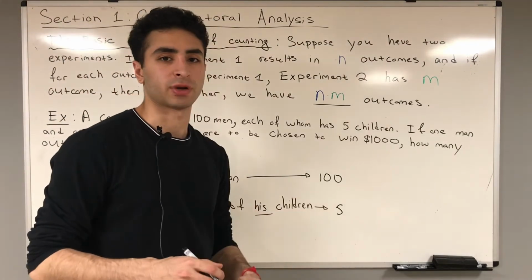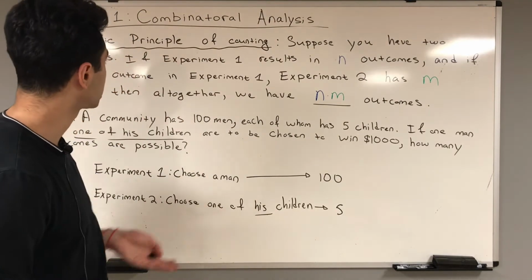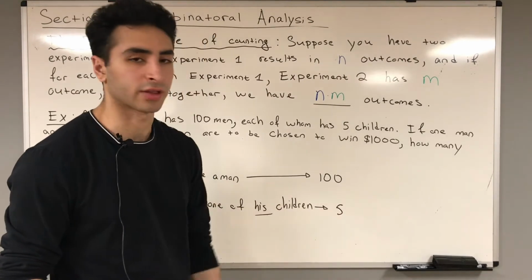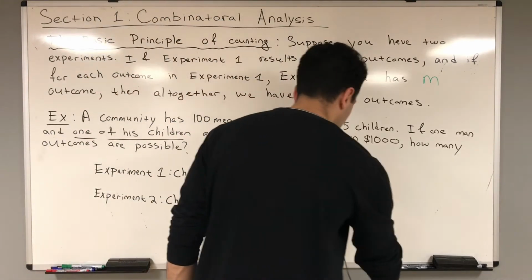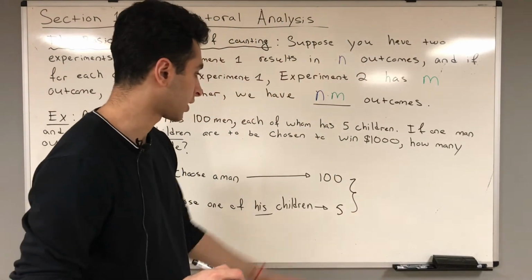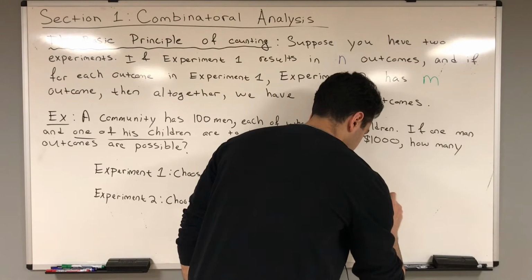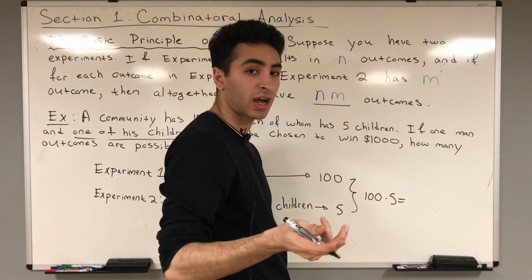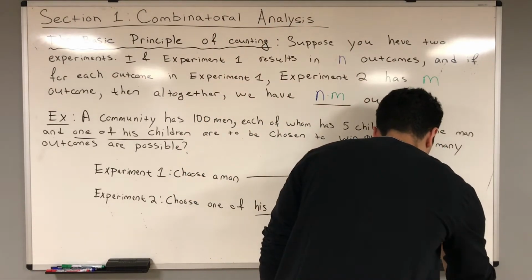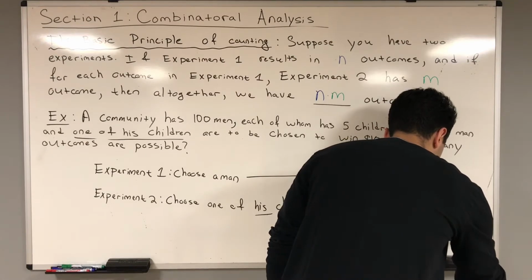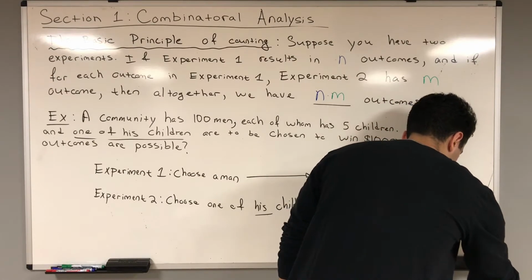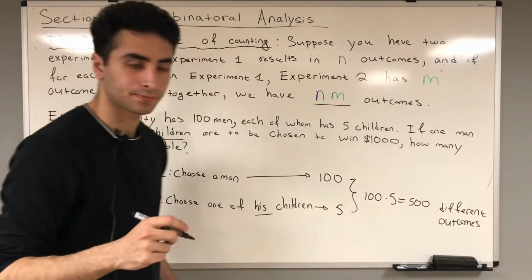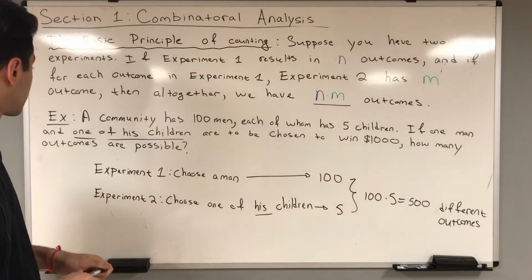We have the outcomes for each experiment. The basic principle of counting says if you have 2 experiments and you know the number of outcomes for each, just multiply them and you find out how many total outcomes you have. 100 times 5 is 500. 500 different outcomes. And that's all there is to it.